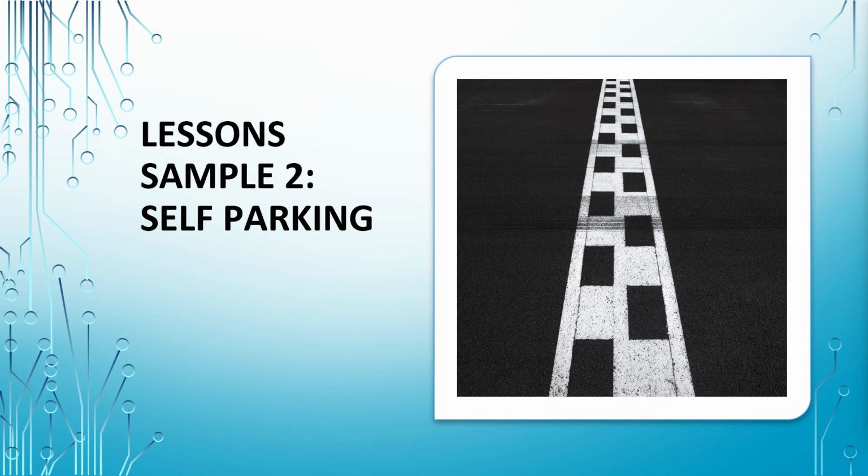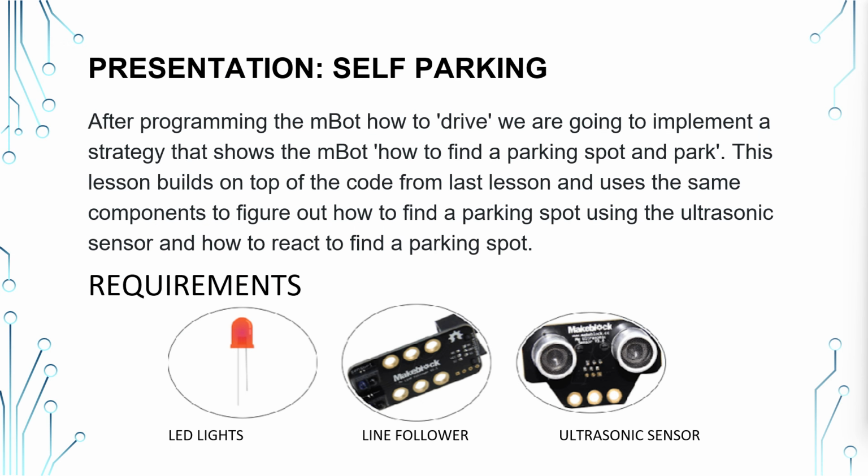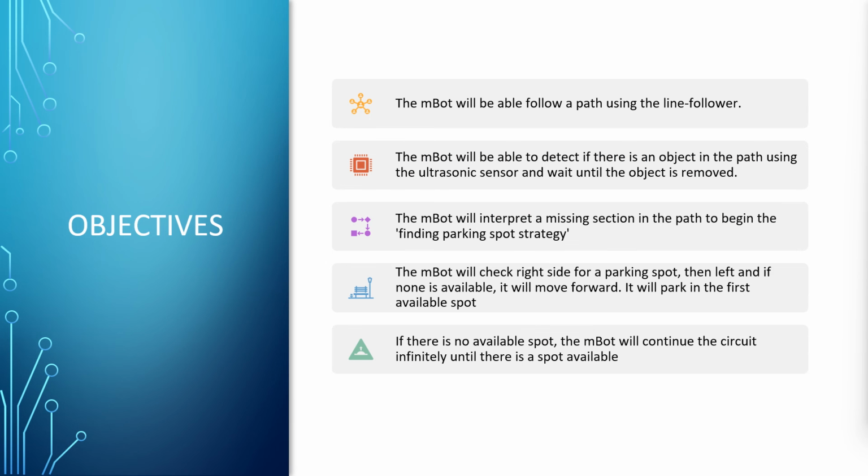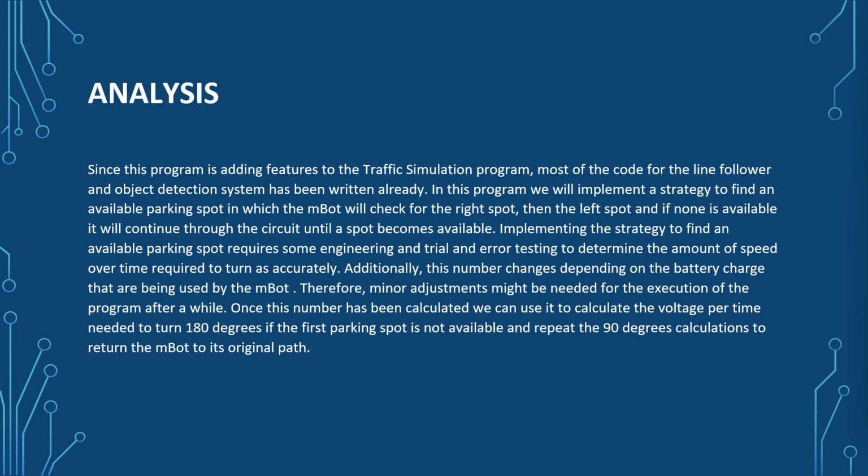So in the other lesson that I created, it's the self-parking. The presentation is very similar. It performs very similar tasks as the last lesson, and it actually uses the same things for the requirements. However, one thing that I'm going to talk about in this one, it's that once there's a missing section, instead of using the stop strategy, what it does is that it fires something that I call find parking spot strategy, which I'm going to talk about next. It uses basically also the missing section to fire this strategy, and it uses all the code from the last lesson.